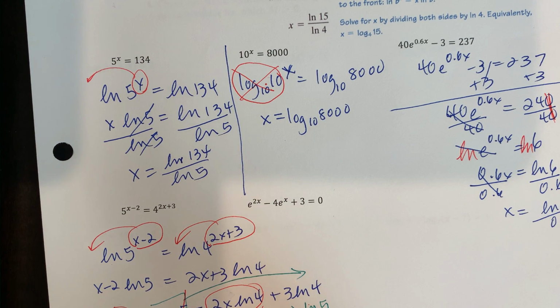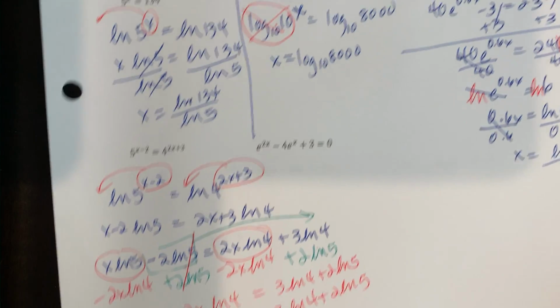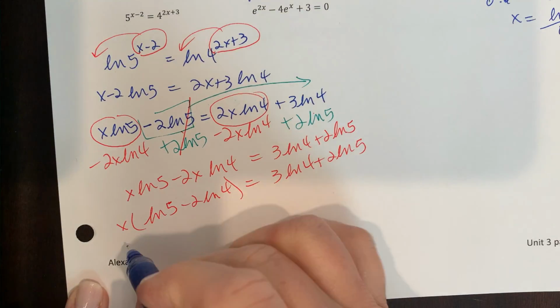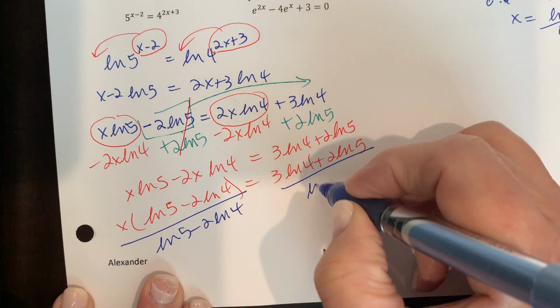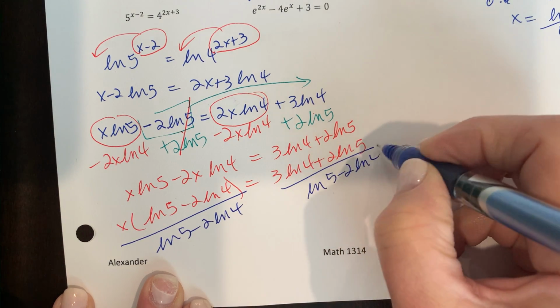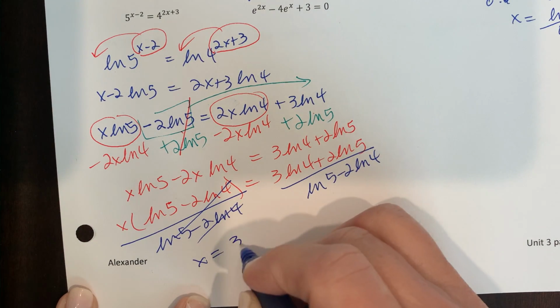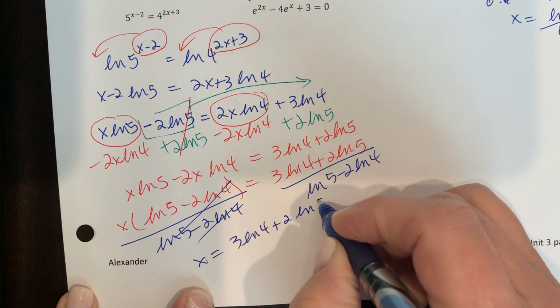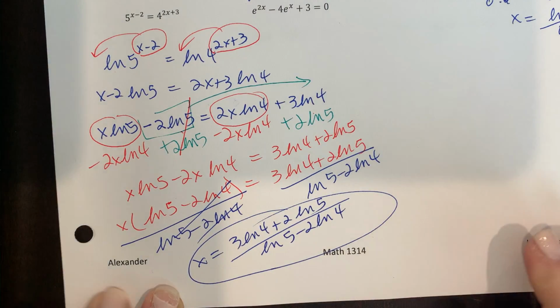So then I have x times ln 5 minus 2 ln 4 equals 3 ln 4 plus 2 ln 5. Then I can divide, because I've almost got x by itself. I can divide by ln 5 minus 2 ln 4 on both sides, and I end up with x equals a very long problem: 3 ln 4 plus 2 ln 5 over ln 5 minus 2 ln 4. And that's my final answer.